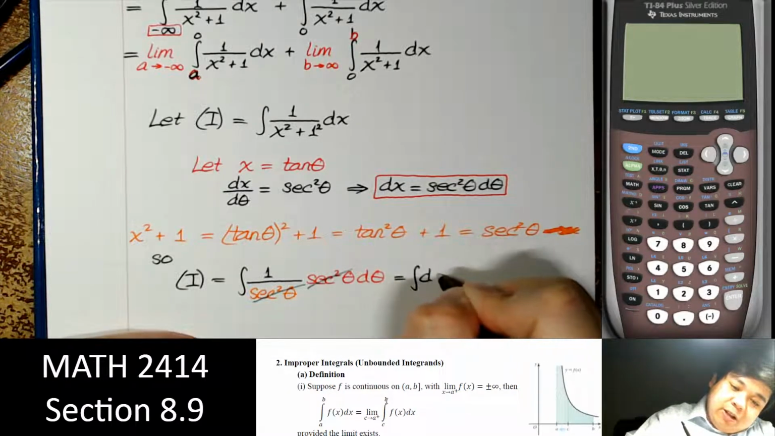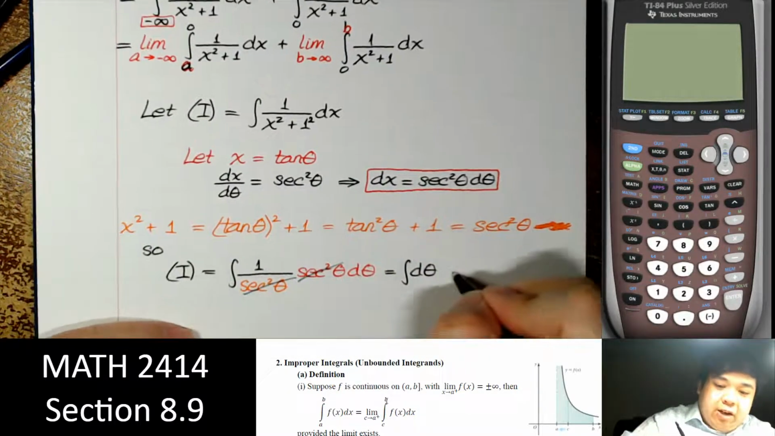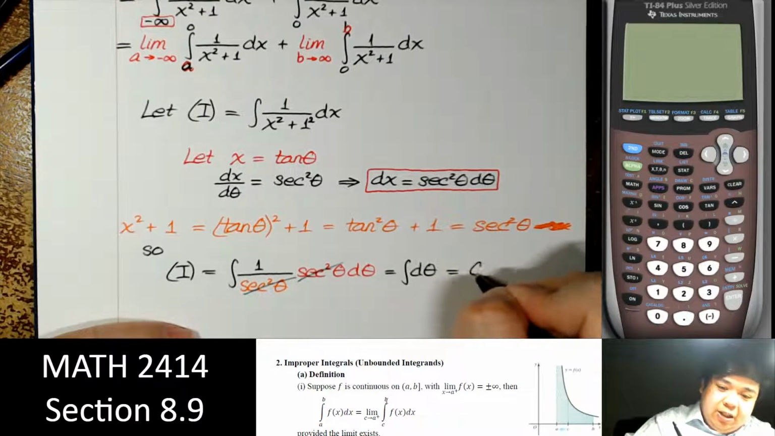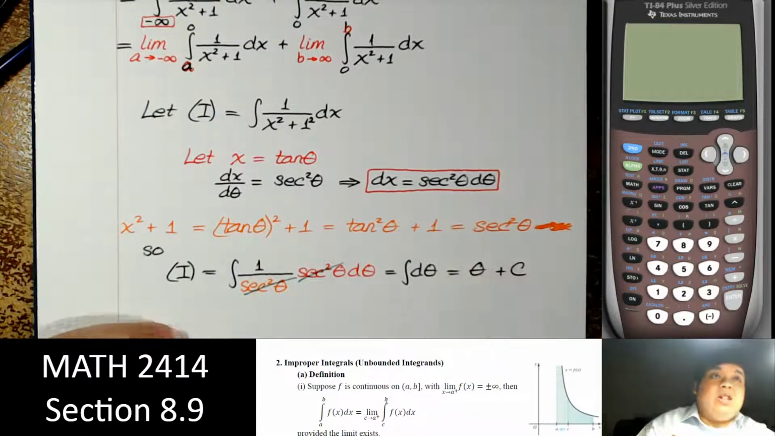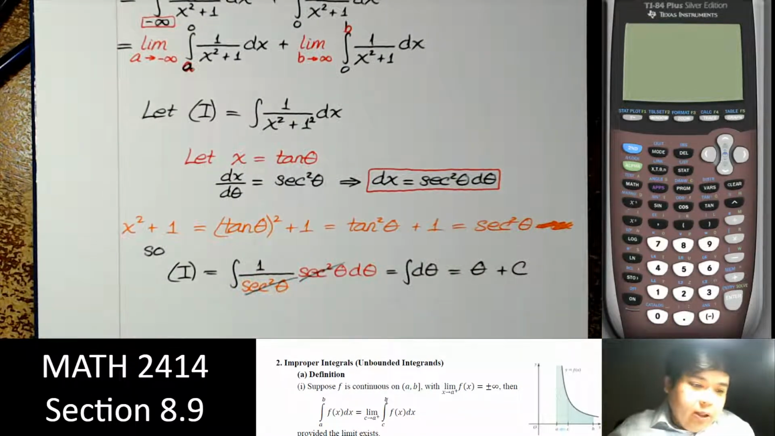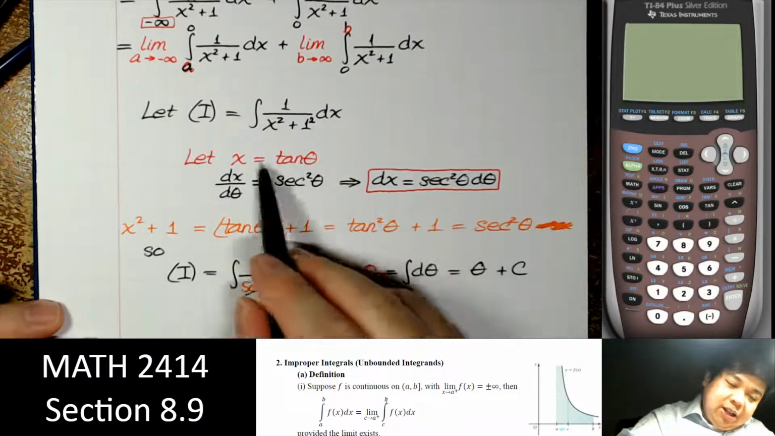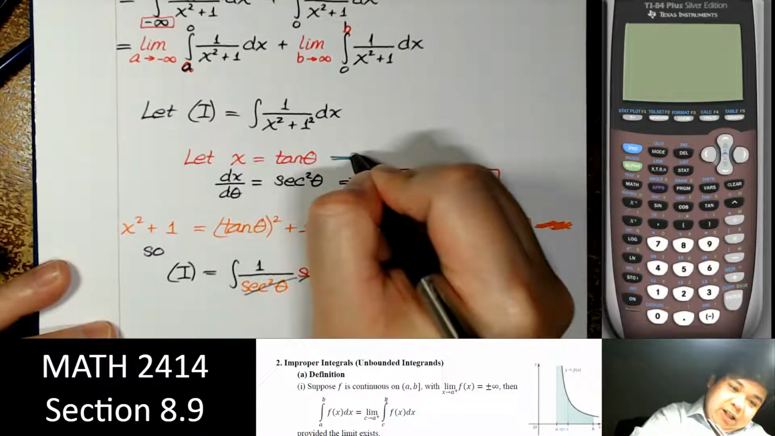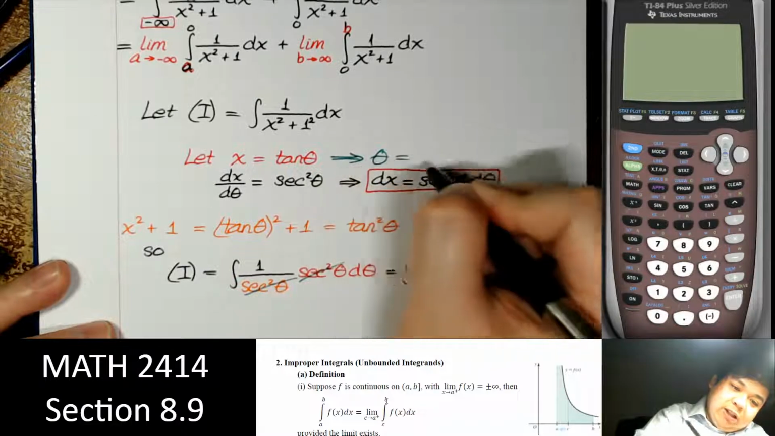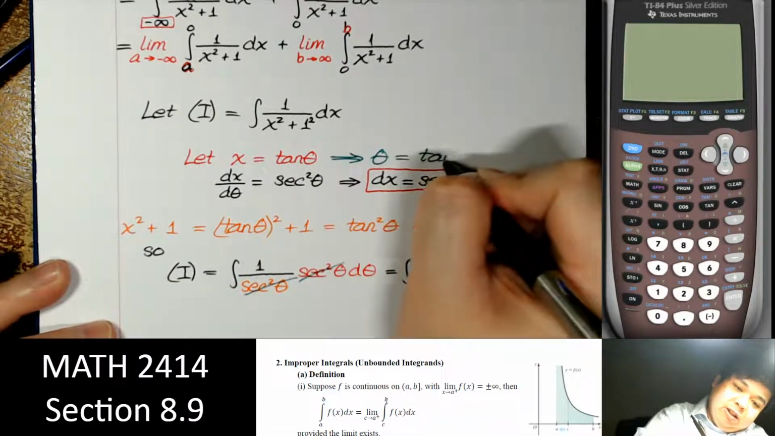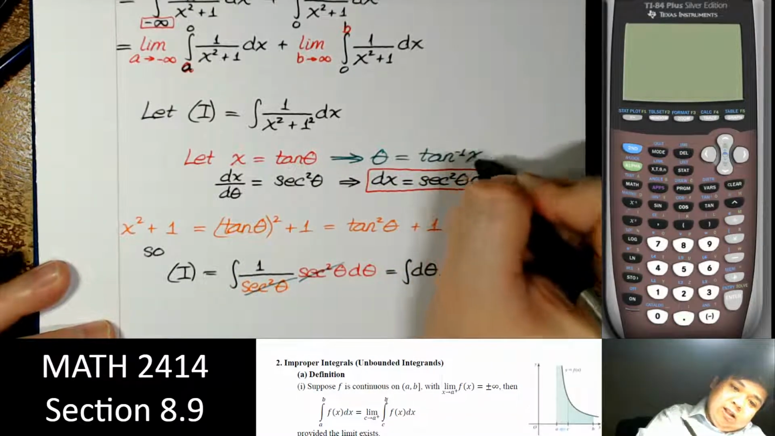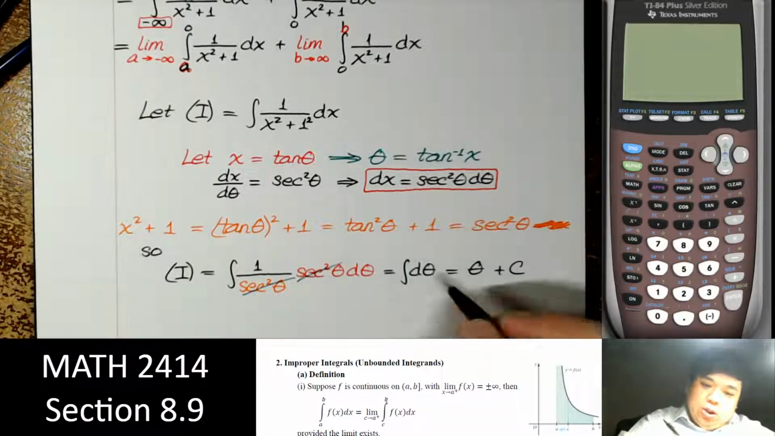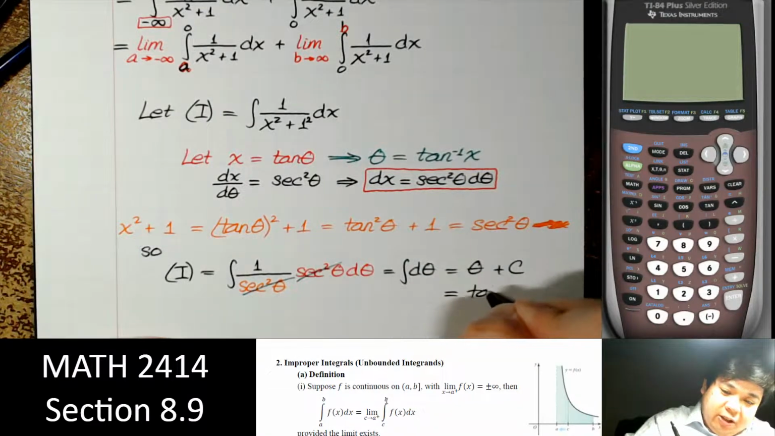Just have this, and the integral of that is just theta plus c. So what is theta? If we have x equal to tangent theta, then solving for theta, it is tangent inverse of x. So this is equal to tangent inverse of x.